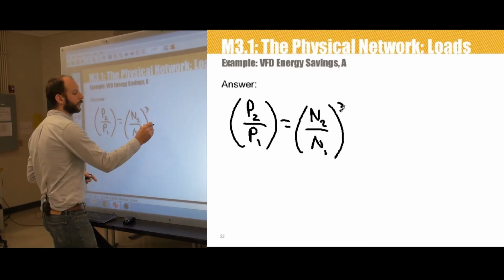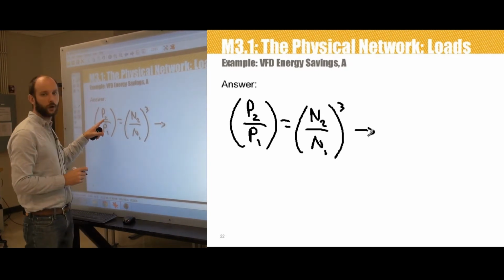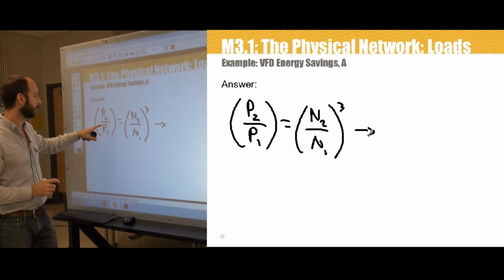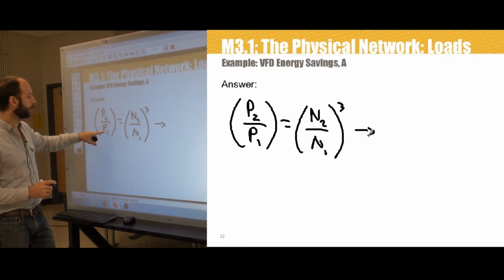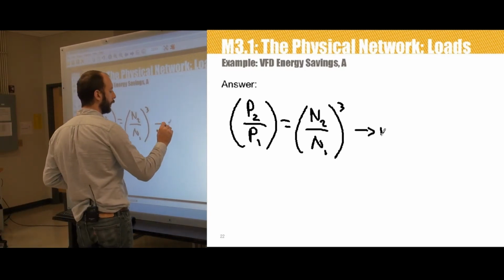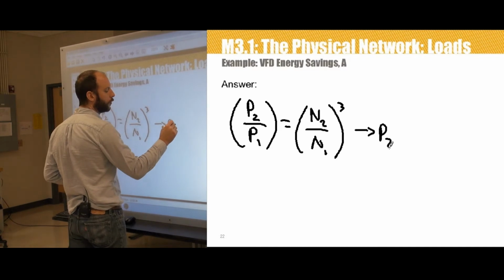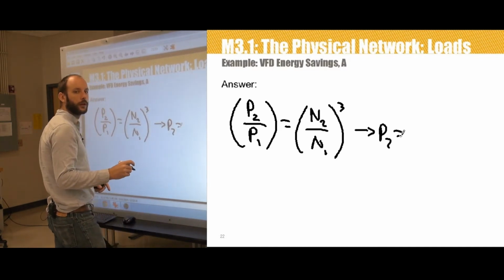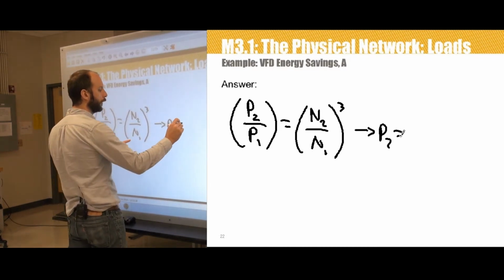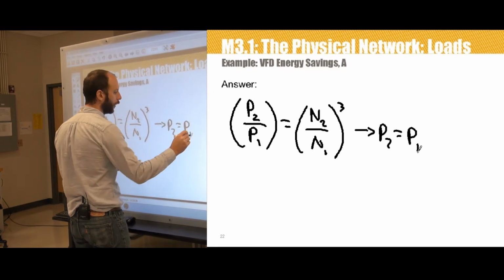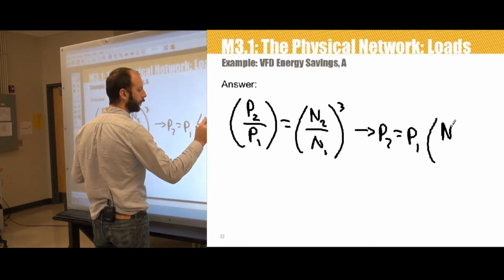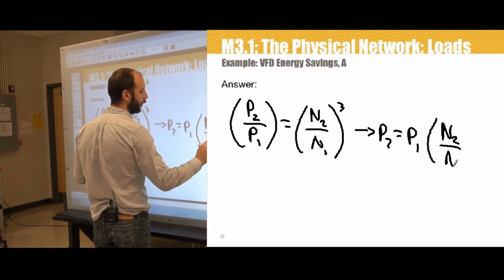So what we're going to do is just rewrite this, solving for P2 in this equation. Very simply, we just multiply both sides by P1, and that tells us P2, the new power requirements of the motor, will just be equal to the old power requirement, 20 horsepower, times the ratio of the new speed to the old speed cubed.